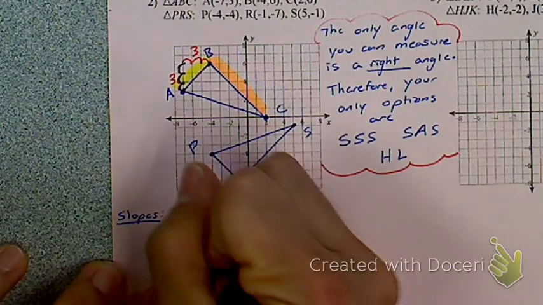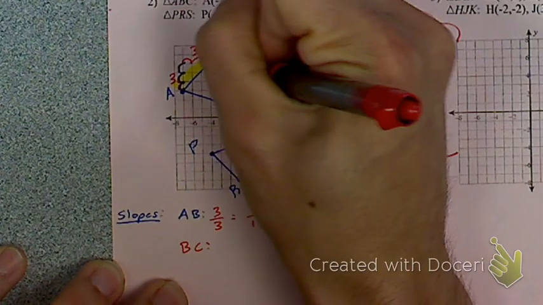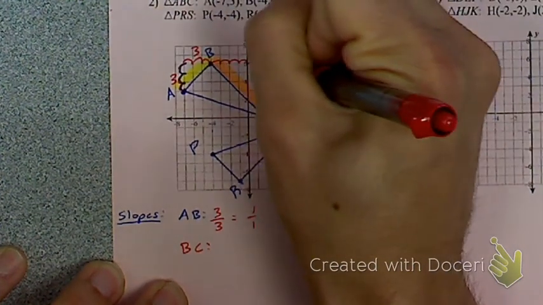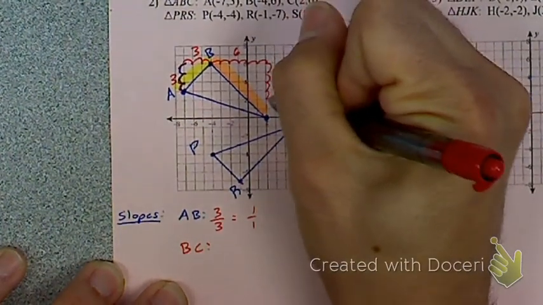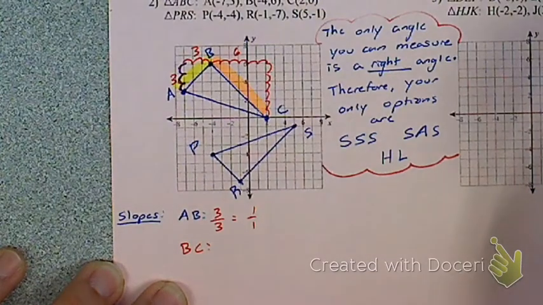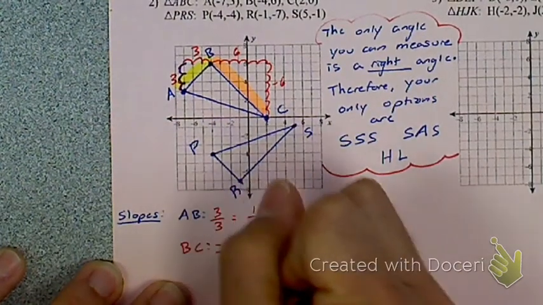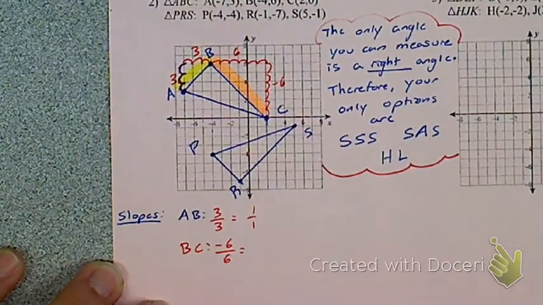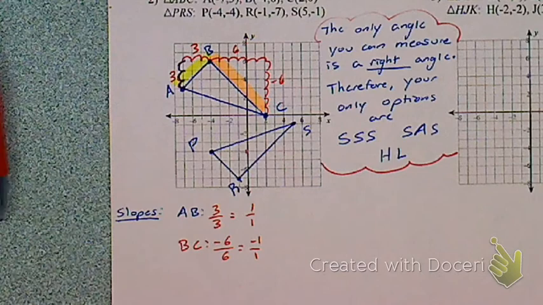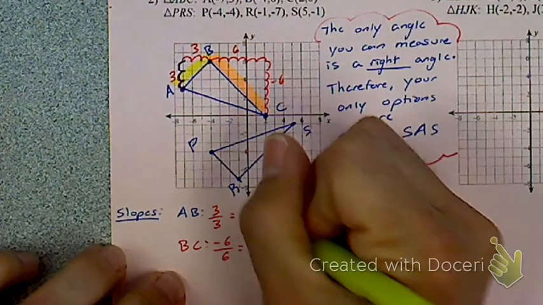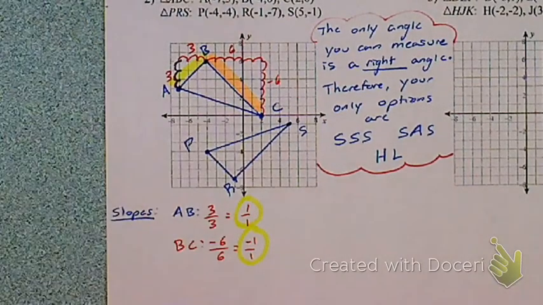So for BC, what's my rise or my run? It goes to the right how many? How many down? If it's down, what kind of 6 is that? Negative. So my rise over my run, what does that reduce to? Negative 1 over 1. Are these two opposite reciprocals? Yes, therefore angle B is what?